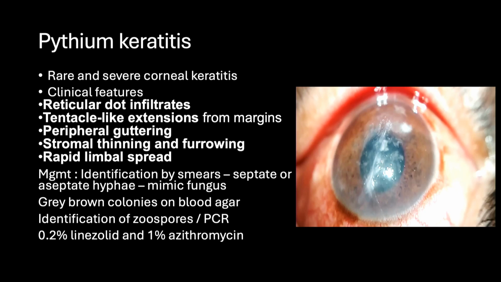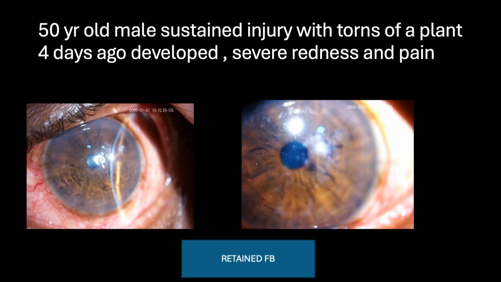Coming to Pythium keratitis, it's a very rare condition, but a very severe one. Here there is a tentacle-like projection in the ulcer. If a fungal ulcer does not respond to normal antifungals, you have to think of this case. The identification of zoospores is the gold standard, and the treatment is 0.2% topical linezolid or 1% azithromycin.